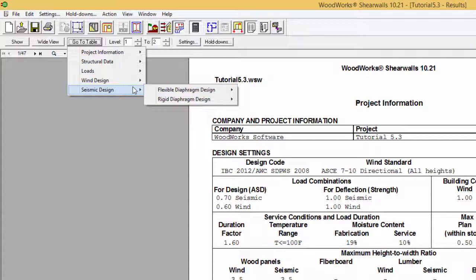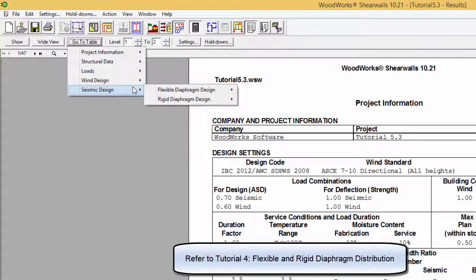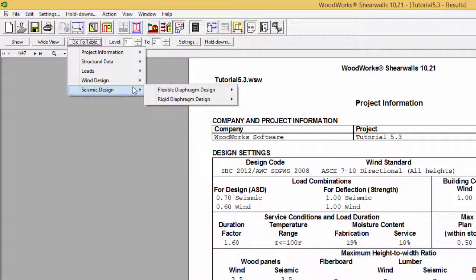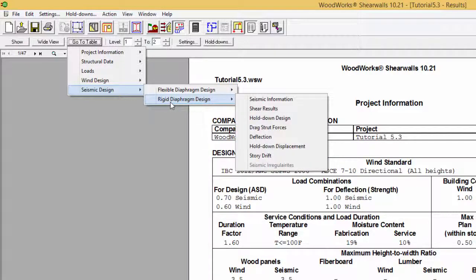For more information on the flexible and rigid diaphragm analyses, refer to the online tutorial entitled Tutorial 4 Flexible and Rigid Diaphragm Distribution. For each of the wind and seismic, flexible and rigid sections, the resulting forces within all shear lines are shown, including the results for shear, hold-down design, drag strut forces, deflection, and hold-down displacement.